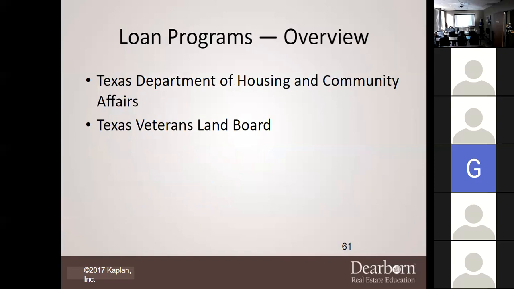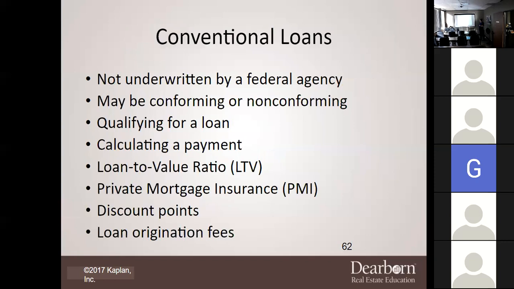Now understand that under these loan programs, there are different types of areas, such as the Texas Department of Housing and Community Affairs and the Texas Veterans Land Board. But what I want to talk about mainly is the conventional loan. A conventional loan, like I said, is the most preferred. It's not underwritten by a federal agency. Basically, if Mr. Keith needed to borrow money, and you are a bank, Mr. Eugene, this is you giving your own money to Keith. Not a federal government, not a federal agency. You yourself, as a bank, are giving Keith the money to buy his house.